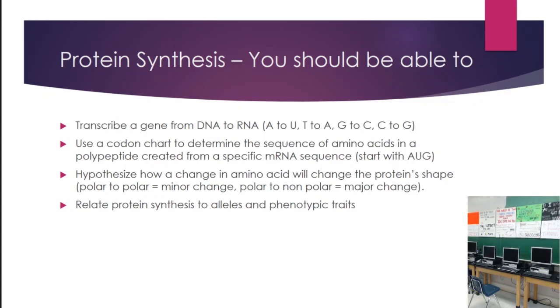You should be able to hypothesize how a mutation would change a protein's shape, right? So if you have a mutation that causes a polar amino acid to be replaced with another polar amino acid, well, that's not going to change the shape very much because it's not going to need to fold any differently because it's just one polar amino acid replacing another polar amino acid. But if you have a polar amino acid that is being replaced by a non-polar amino acid, right, that's going to cause a major change in the way that the protein folds because now the part that was previously polar that wanted to be on the outside of the protein is going to now want to be on the inside of the protein because it's non-polar, right?